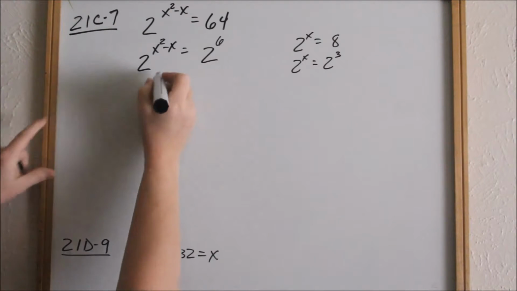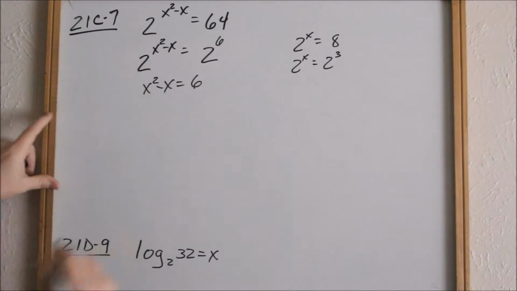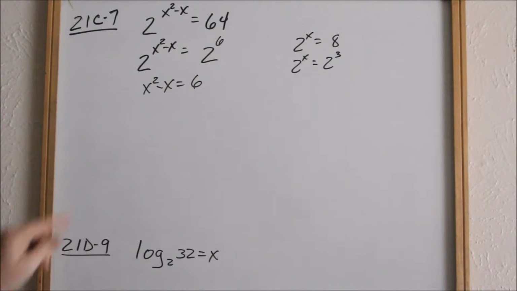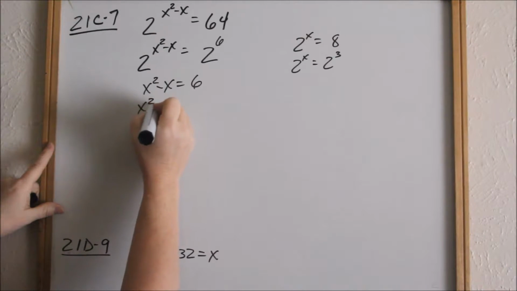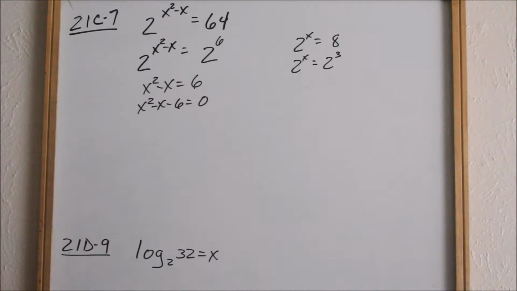So I can set x squared minus x equal to 6. And all I'm doing is setting my exponents equal to each other. Okay, I've got a quadratic equation. How do I solve that? Set it equal to 0. So x squared minus x minus 6. I just subtracted 6 to the other side.